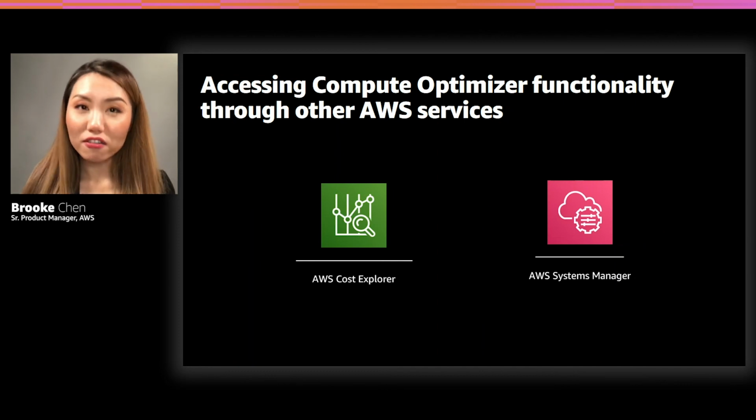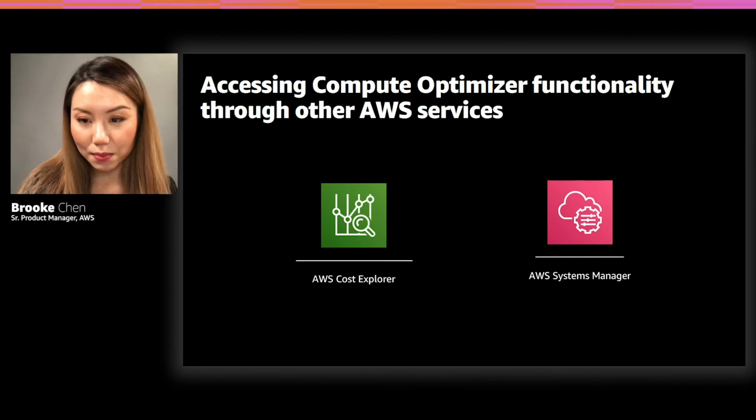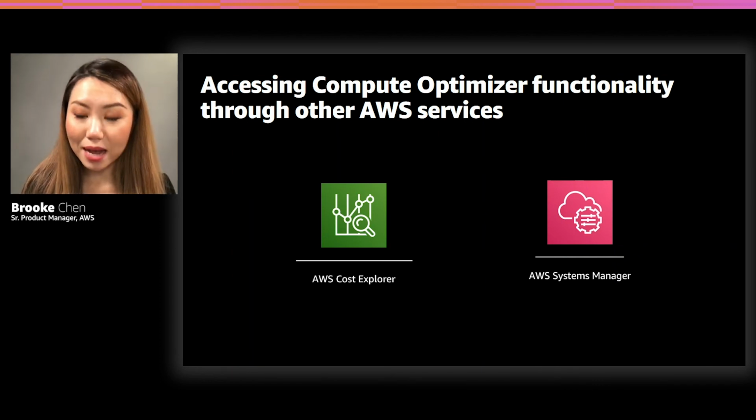So hopefully that was helpful. In addition to the console experience that you just saw, we also provide a set of APIs that allows you to view the recommendations across multiple regions and multiple accounts. You can also export your recommendations to record them over time and share the data with your teams. You can see Compute Optimizer recommendations in multiple places across AWS. You can access our recommendations in Amazon EC2 Console, AWS Cost Explorer, and AWS Systems Manager.